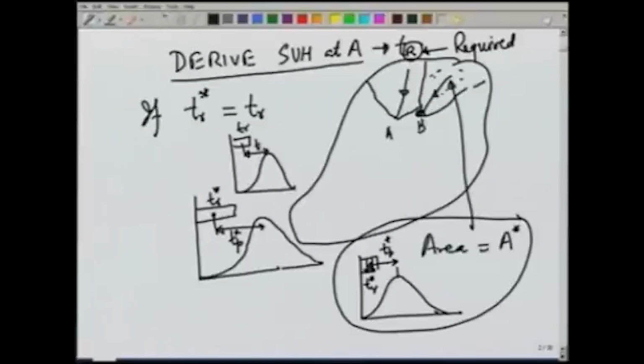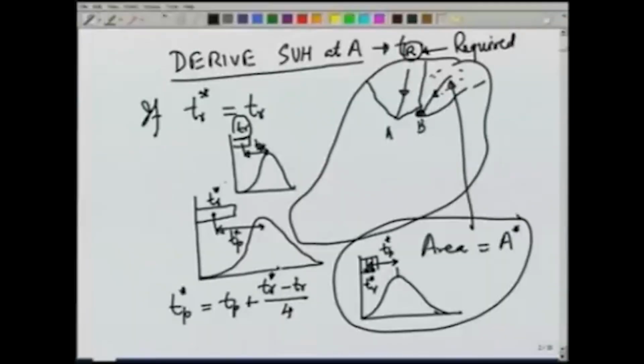So, if this is Tr and Tp, Tp star will not be same as Tp, and there is a relationship which is proposed by Snyder, that Tp star should be taken as Tp plus (Tr star minus Tr) over 4. So, this accounts for the difference in duration of the rainfall, standard duration Tr and the actually occurring on the catchment area of B, Tr star. So, this helps us in obtaining the lag for the catchment area B. Now, using these values, we can derive the coefficient Ct for the area B.